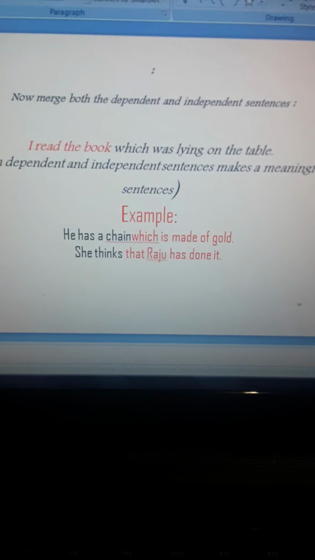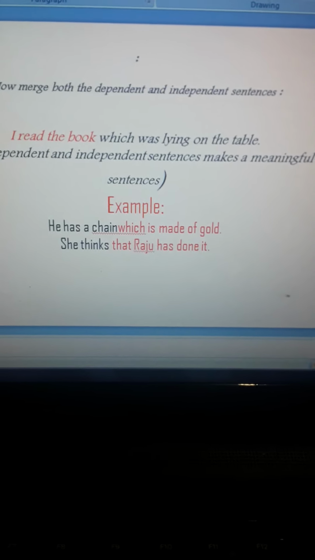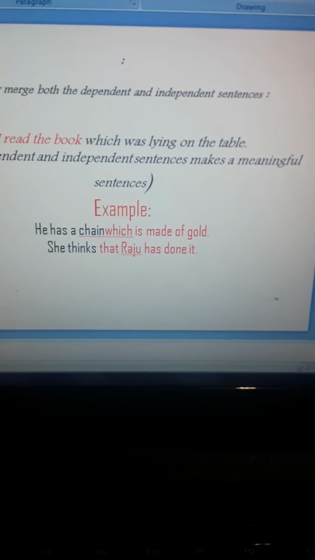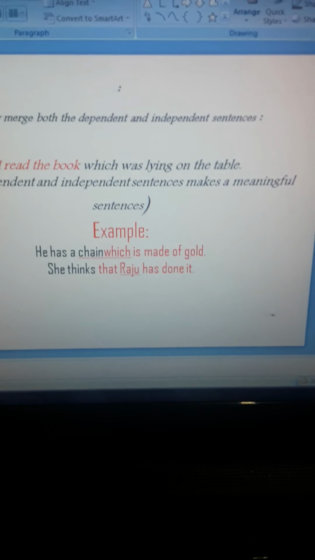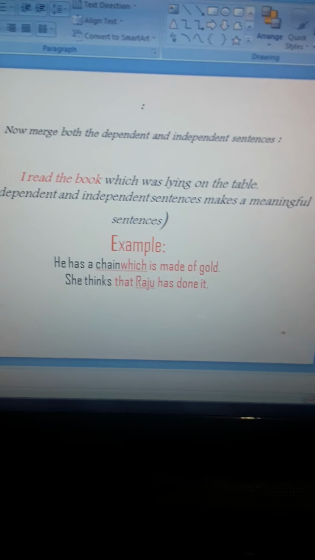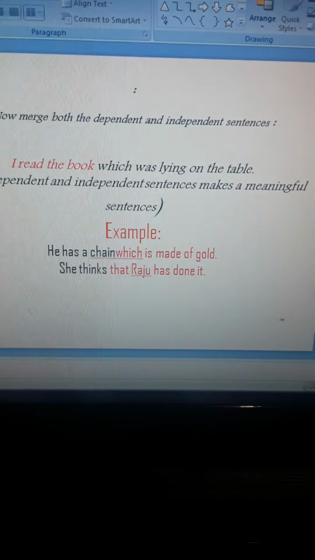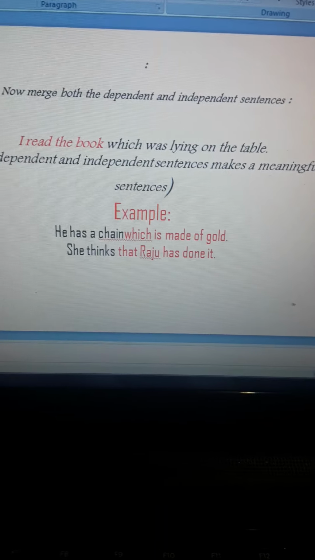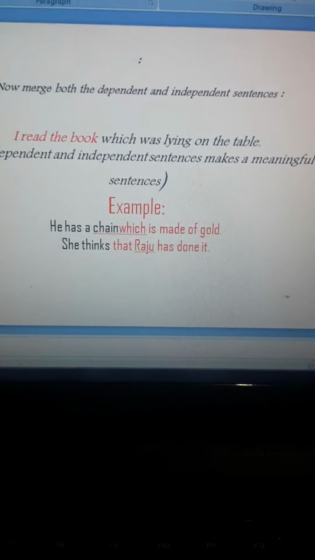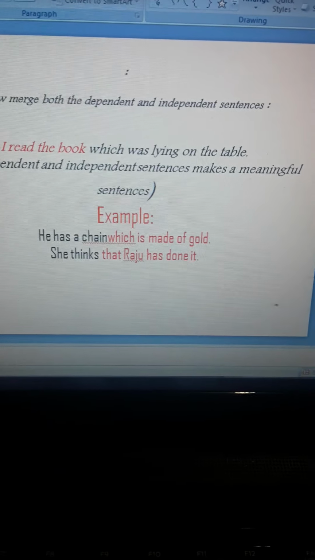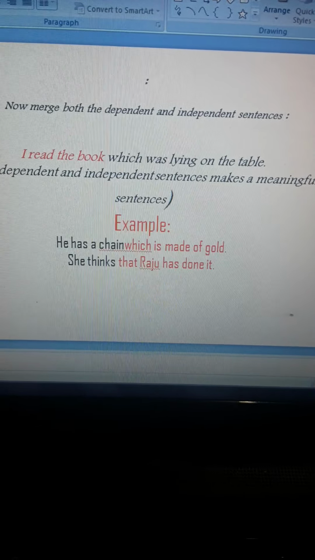Now another example. She thinks that Raju has done it. She thinks is a sentence. That Raju has done it is another part of the sentence. Now she thinks, it's complete. She is the subject and thinks is the predicate, and it is giving a complete sense.